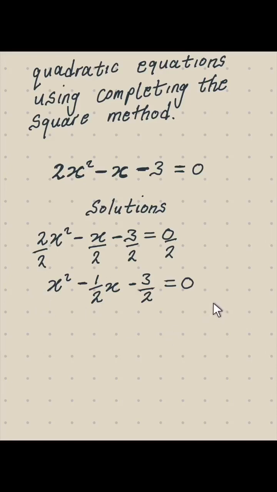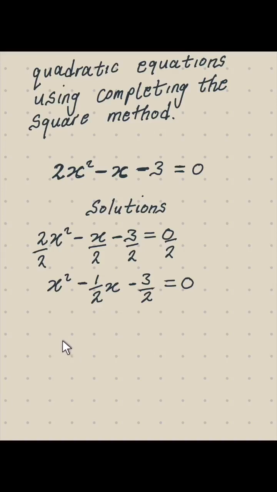Our second step now is the most important part, the completing the square part. On the second step, our focus should be on the middle term. The coefficient of the middle term is negative 1 over 2. So we have to find half of the coefficient of the middle term. In short, we want to find half of negative 1 over 2. So how do I find half of negative 1 over 2? I can find half of any number by multiplying it by 1 over 2.